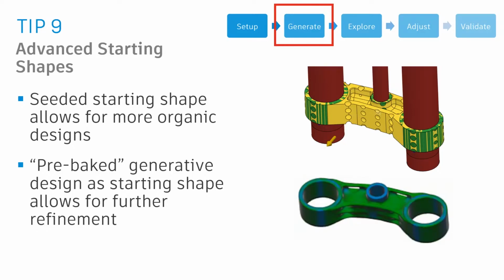One would be to use what we call a seeded starting shape to create a more organic outcome, and I'll show a little bit about what that means. The second one would be to actually pre-bake a generative outcome, so one that you've already exported from generative design, as a starting shape to use for further refinement. So let's show that seeded starting shape first.